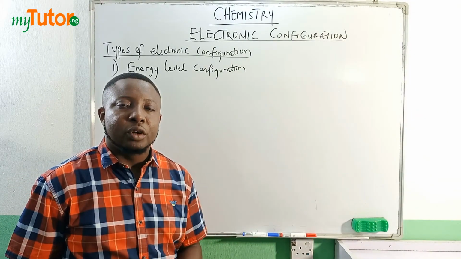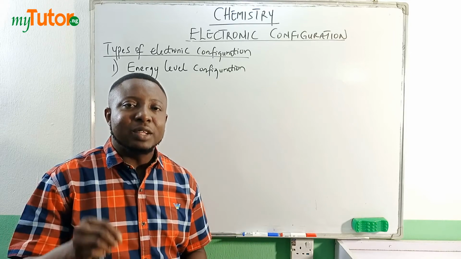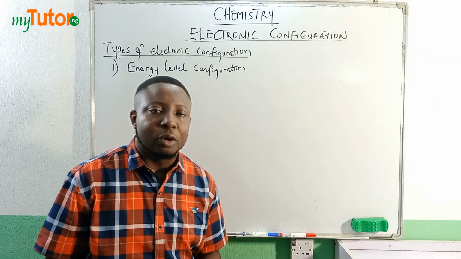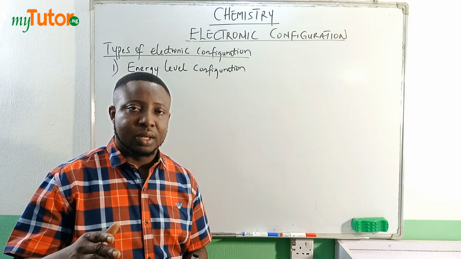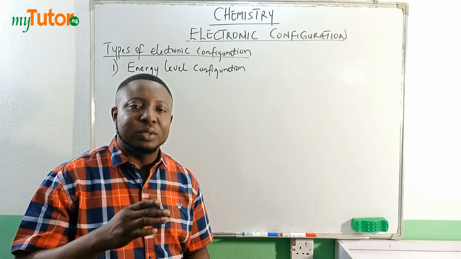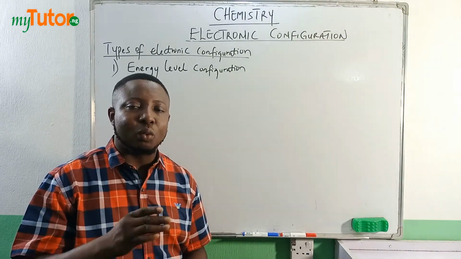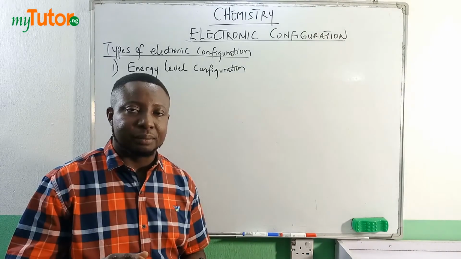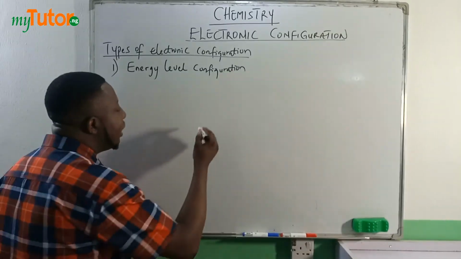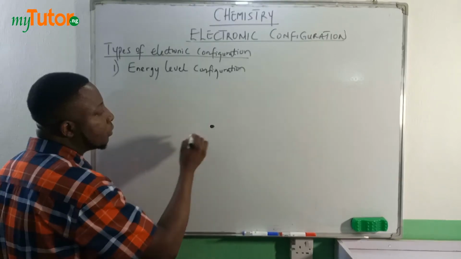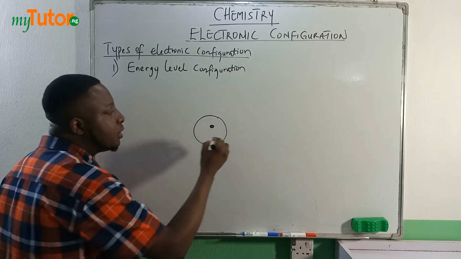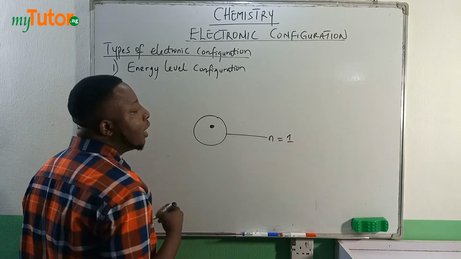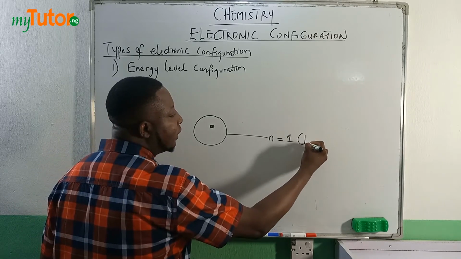The energy level configuration describes the arrangement of electrons around the energy level of an atom. In an atom, there are different energy levels, and each energy level is designated with a number, which we call the principal quantum number. Also, each energy level is designated with a letter. So in an atom, with the nucleus, the first energy level is designated with the principal quantum number n equal to 1, and this first energy level is also called the K shell.